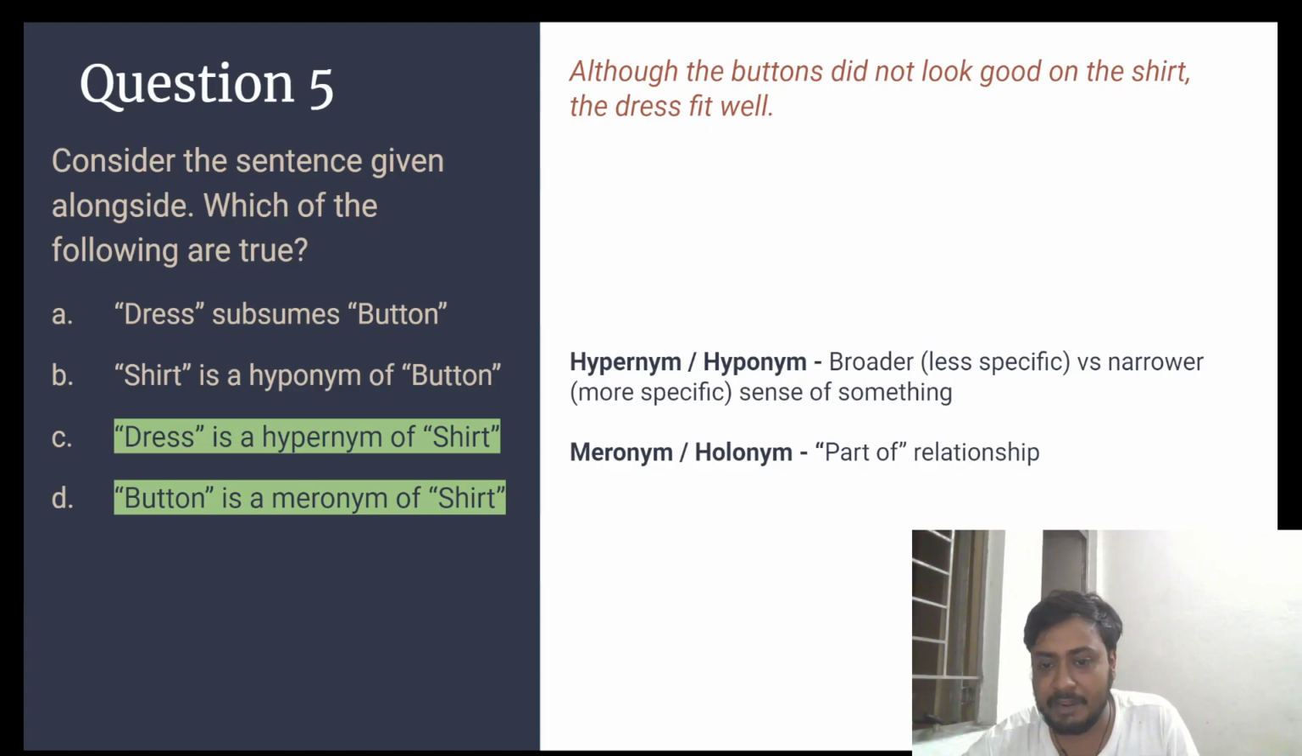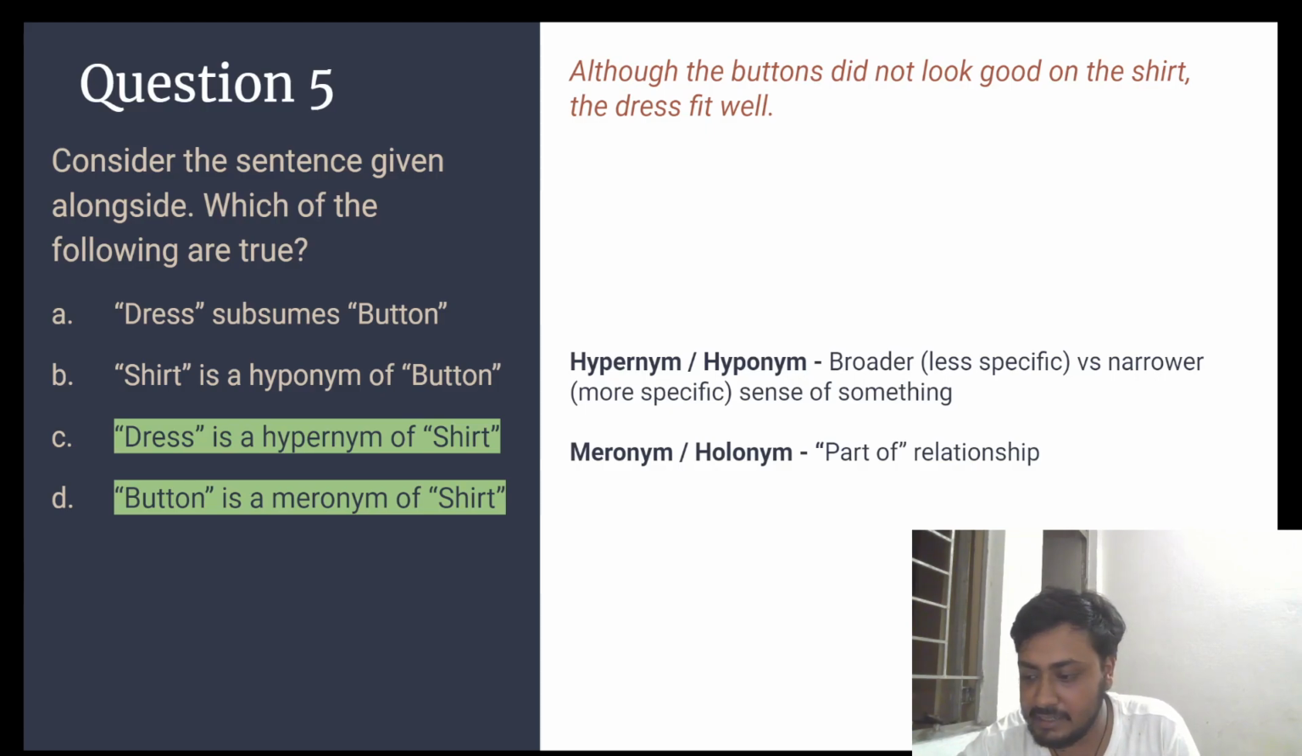There are two terms, meronym and holonym, which are opposites of each other. Meronym means part of. You can think of cars and wheels. A wheel is a meronym of car because a car is constituted by many things, among which one part is a wheel. Similarly, a shirt is made up of many things, but button is a part of the shirt, right? That is why button is a meronym of shirt, and shirt is the holonym of button.